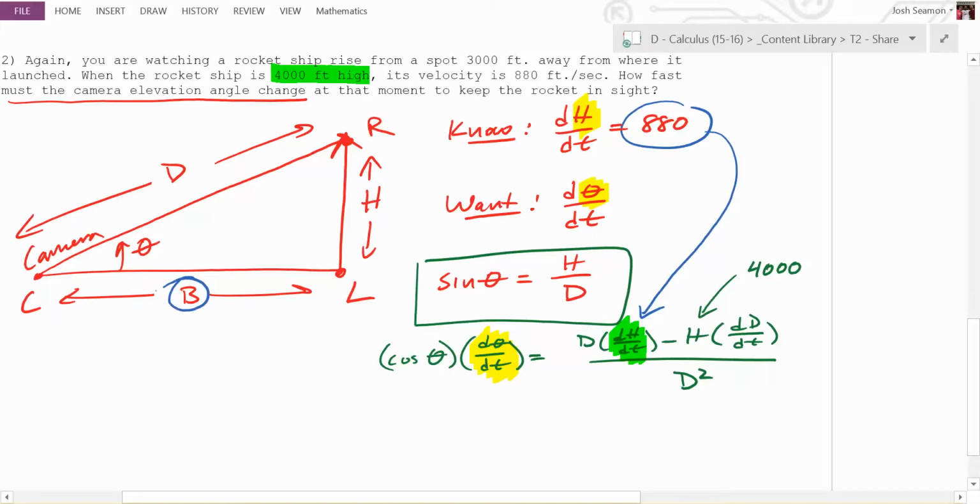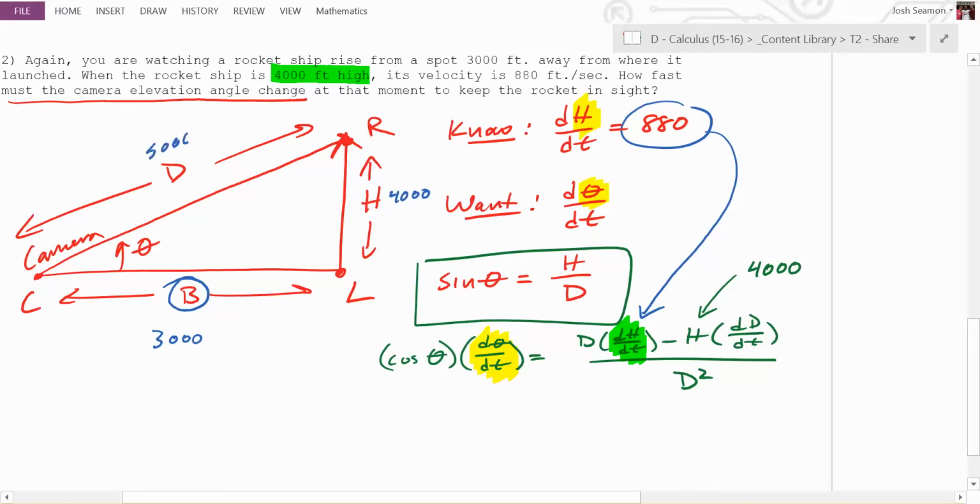We know b is 3,000. Is b used anywhere in there? No, b isn't used anywhere in there, so okay. Which one could we find next? D. We could find d because we know that this is 3,000, right? We know this is 4,000, so what does d have to be if that's 3,000 and 4,000?